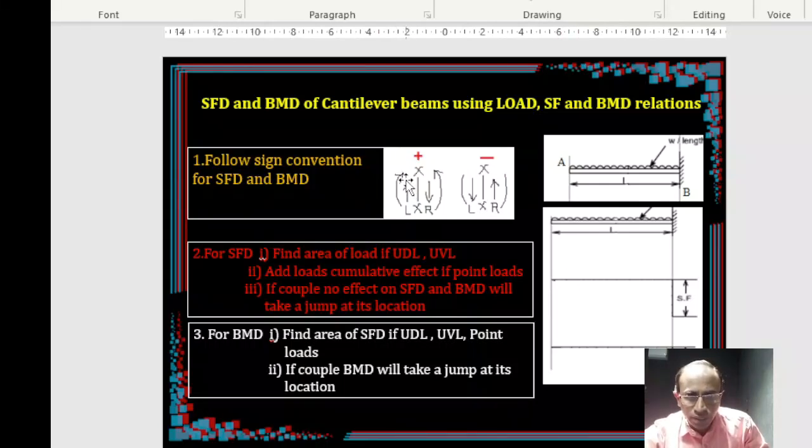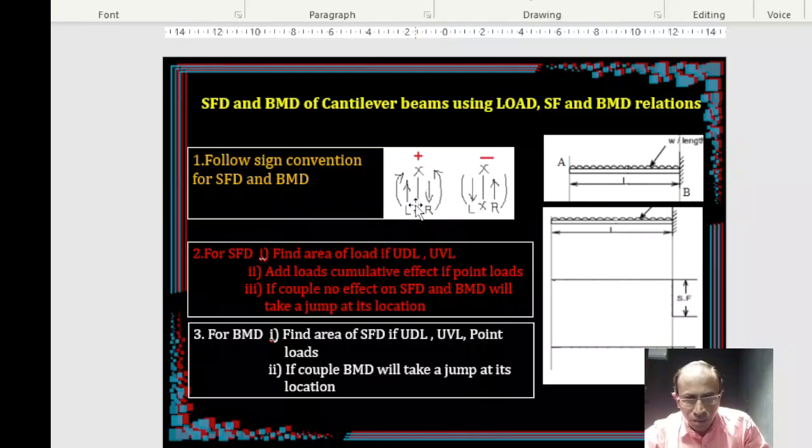Let's look at the first one. Whenever you are drawing for a cantilever particularly, the advantage is that you can straight away start your shear force bending moment diagram construction from the free end. You don't even have to find the reactions, right? Straight away you can start drawing your shear force and bending moment diagram. The first step in the process, when you are drawing the shear force bending moment diagram for a cantilever beam, is you should follow the sign convention, right?